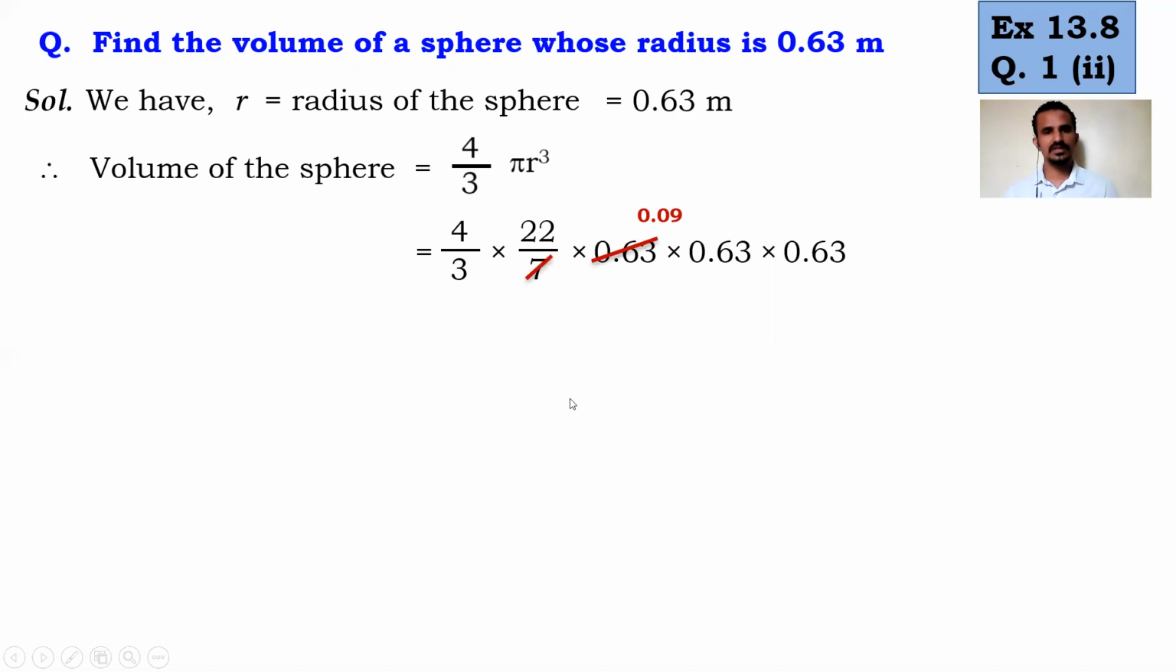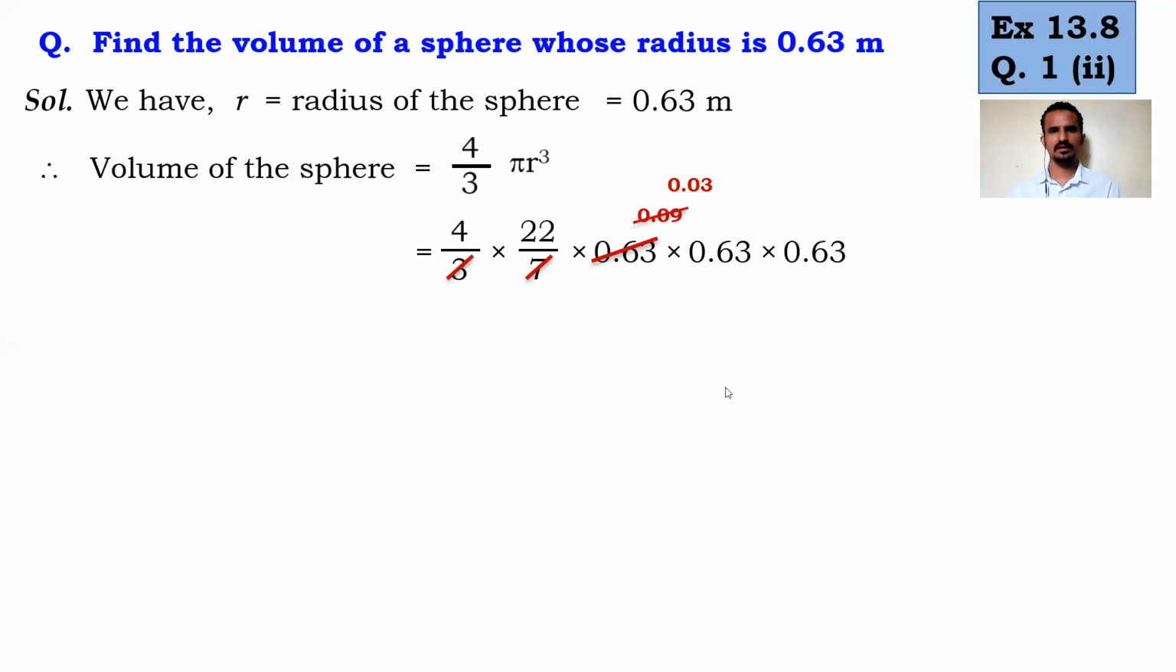But we can divide 63 by 7. Now it was 0.63. And we know that 7 9s are 63. But there should be 2 digits after the decimal. So it is 0.09. After this, 0.09 is also divisible by 3. So you can divide any number, either 0.09 or 0.63.